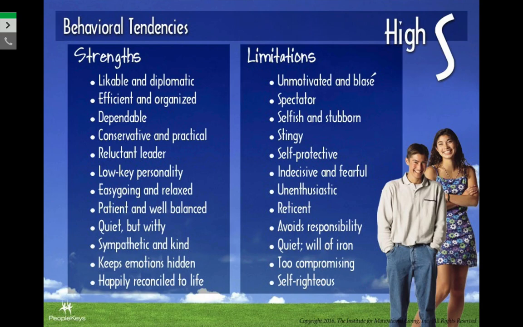They're a reluctant leader, meaning they have all the skill sets to be a great leader, but they don't crave the spotlight. They'd love to be behind someone, supporting them and helping them. They have a low-key personality. They're easygoing. They're sympathetic. They're kind. They can keep their emotions hidden. Some of the limitations: they can be a spectator when they have the ability to be a leader.